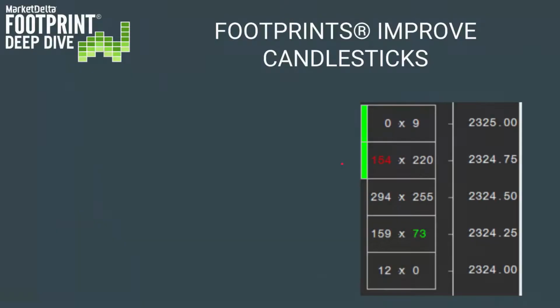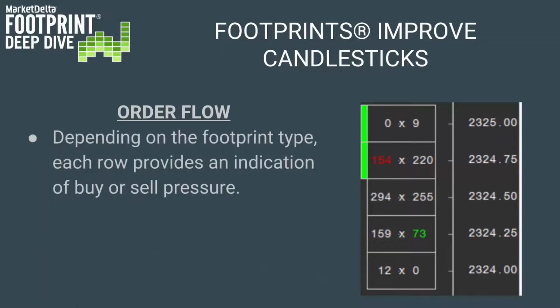So anyway, let's now look at the third component, which would be order flow. Depending on the footprint type, each row provides an indication of buy or sell pressure. Not going to get into great detail right here, but when we talk buy or sell pressure, we're talking about delta. Delta is the net buying or net selling at a particular price level. And this isn't the best footprint to show it. This is the imbalance footprint.